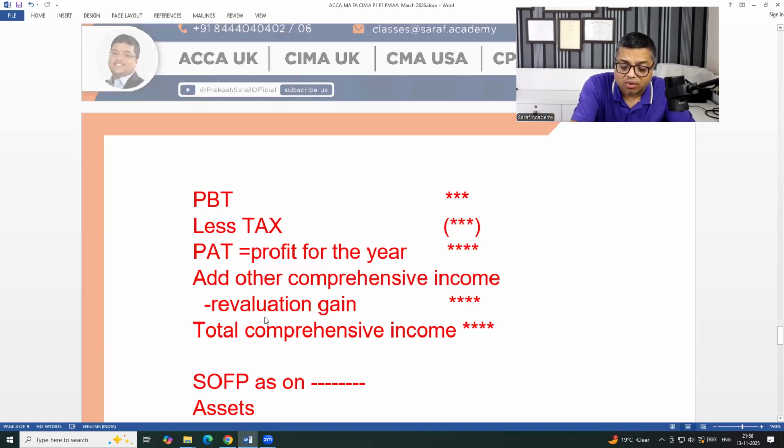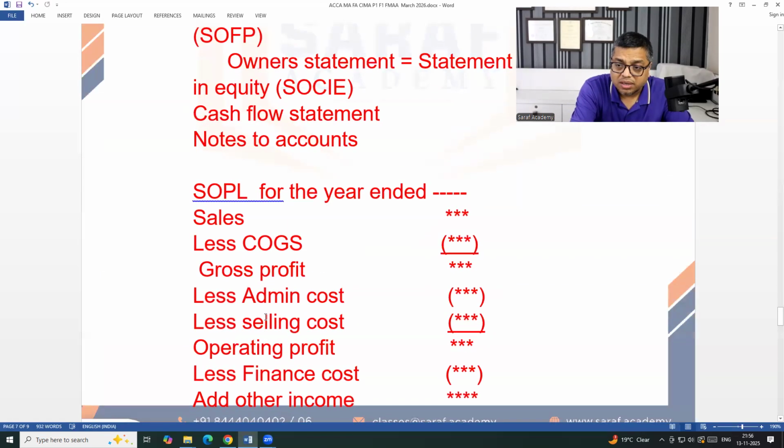This is the format of the PL account all over the world. In IFRS, in Indian accounting, in US GAAP, everywhere. Don't think that it is only IFRS. Profit and loss account is the statement of profit and loss.